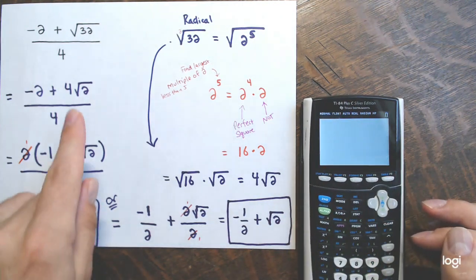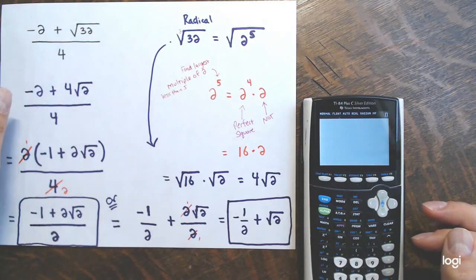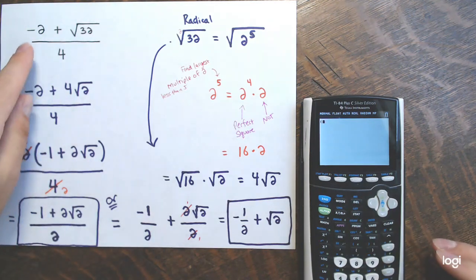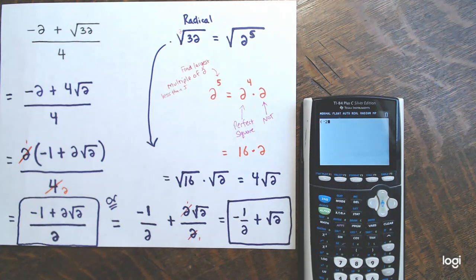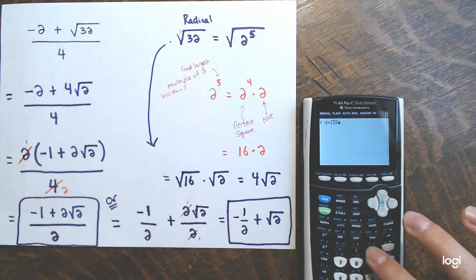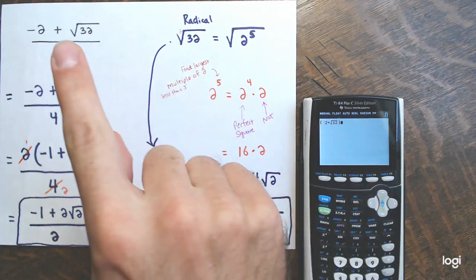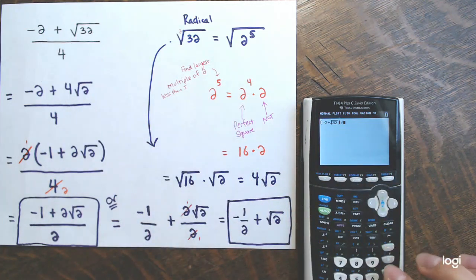Clear this out. Let's put in the original expression. So in parentheses, I've got the numerator, negative 2 plus the square root of 32. And then I close the parentheses. That was all the numerator. Then divided by 4. Okay, and I've got this number of 0.91421355624 and so on, some crazy decimal.